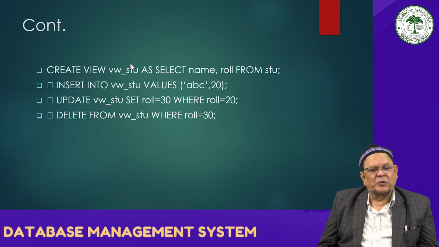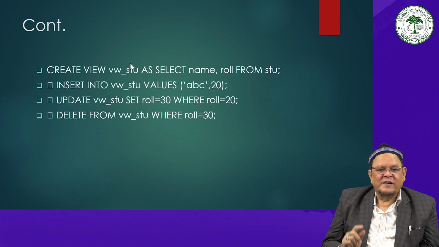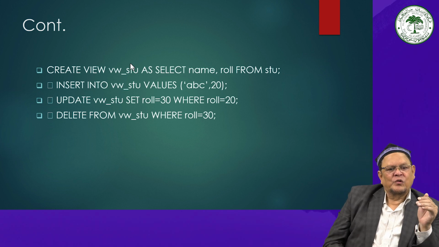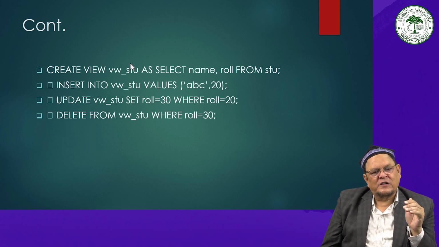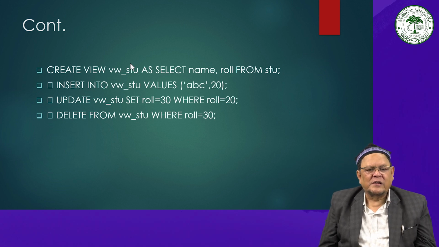And then you can update, and also you can delete. The command you have to write is delete from VW_STU where roll number is equal to 30. In this way, on the view, you can insert, update and delete by the above syntax.